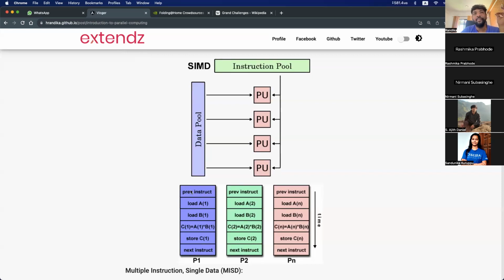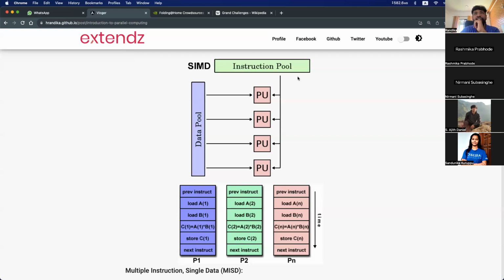Okay, the instruction is the same, but you guys can see the data that we are using is going to be different. So the instruction is load A, but the data pool is 1. Load A, you will be loading A, but it is coming from data pool 1. You will use the second processing unit. It's going to also load A, but the data source is not 1, it is 2. And the list goes on. If there are n amount of data sources, they will use that.